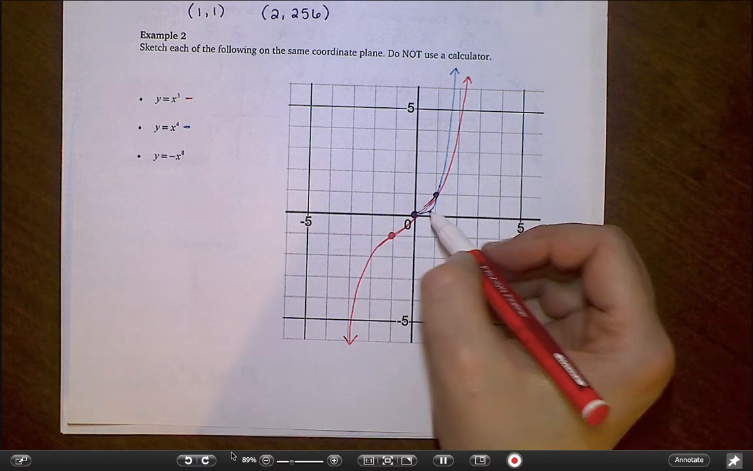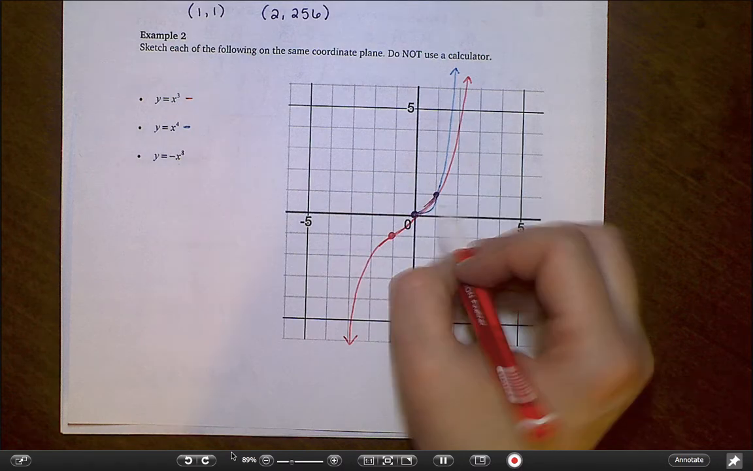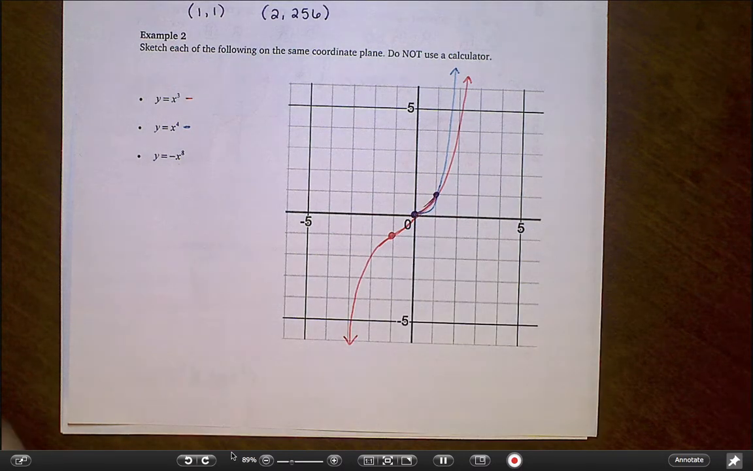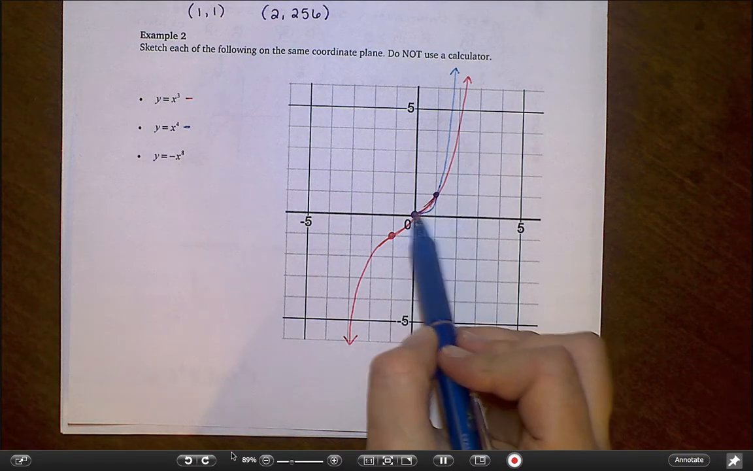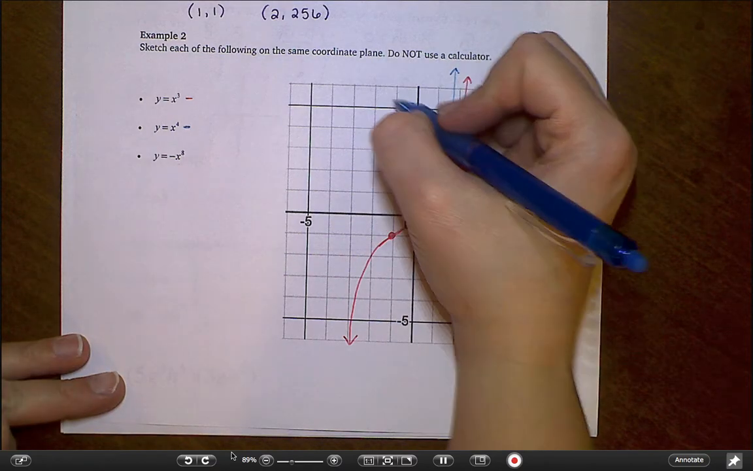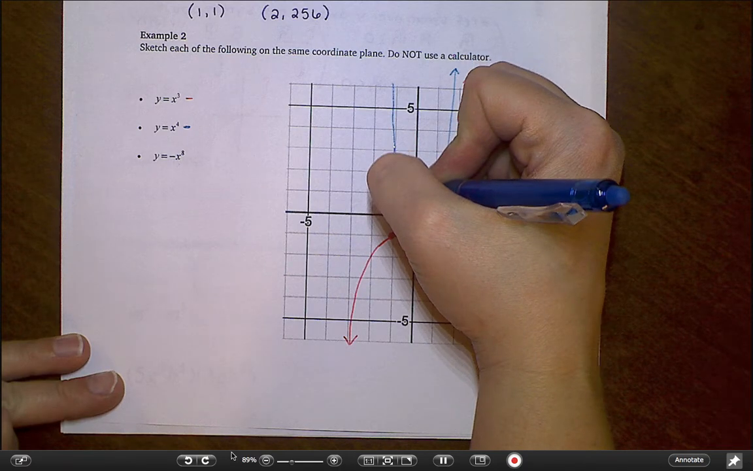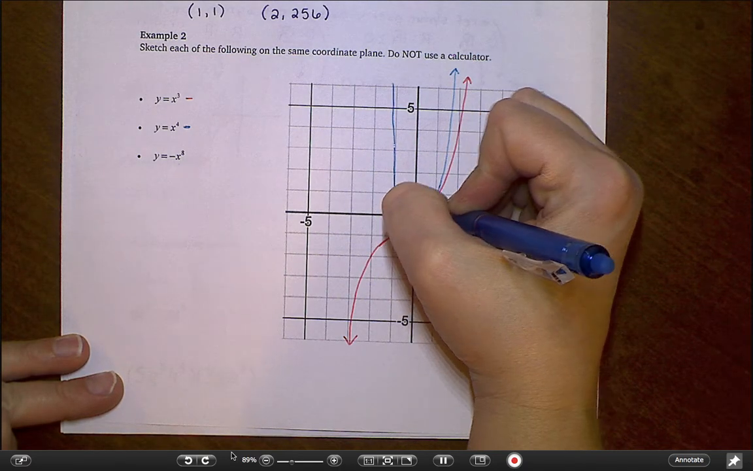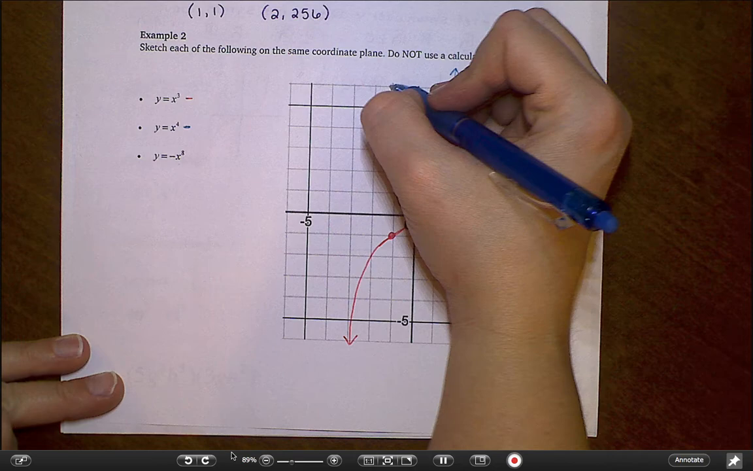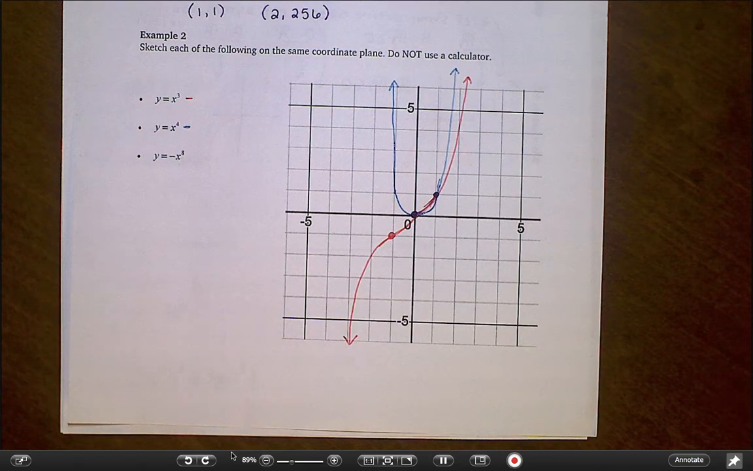So the bigger the power, the flatter it is down here at the bottom. So I wanted it to be a little bit flatter than what I'm seeing here. Oh, and then I should fill in the other side of this graph, which is going to look something like this. Okay, so overall we have this blue line that represents y equals x to the 4th. Not my best drawing ever.